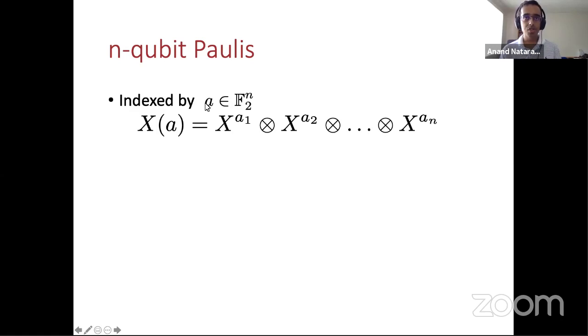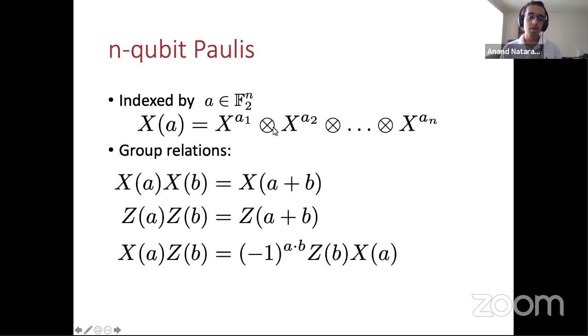I'm going to just use a string or a vector in F2 to the n. So it's a binary vector of length n. And it'll just tell me which indices to put an X, or which indices to put an identity. So X of a means put an X on every qubit where a is 1, and an identity where a is 0. In this notation, you can write out the relations you get when you multiply these X's and Z's, and they have a very nice form.